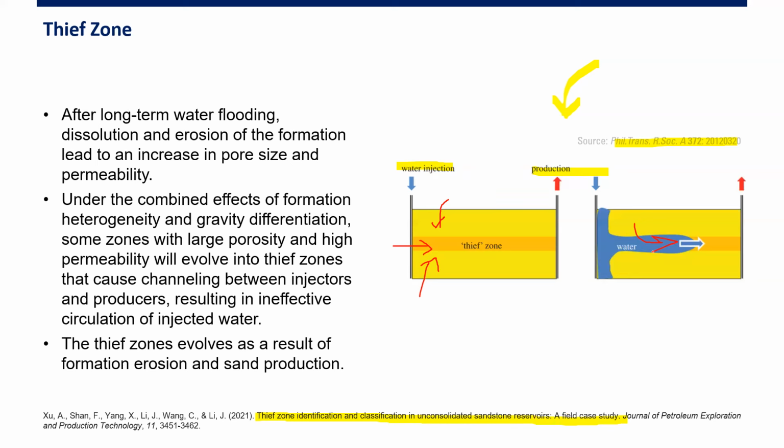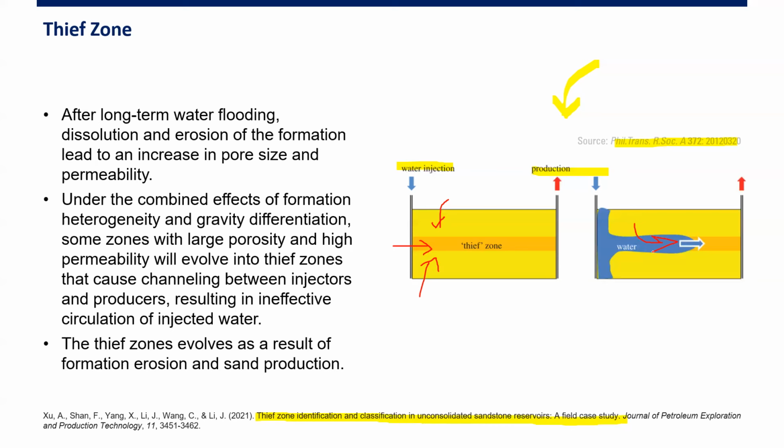All right, because the water will find or will prefer the path with least resistance. Least resistance means higher permeability. It's easier for the water to flow through higher permeability channel, and thus it will reduce significantly your vertical sweep efficiency. And if you have reduced vertical sweep efficiency, later on the recovery factor due to water flood will be significantly reduced as well. Okay, so thief zone is a problem, especially in water flood.